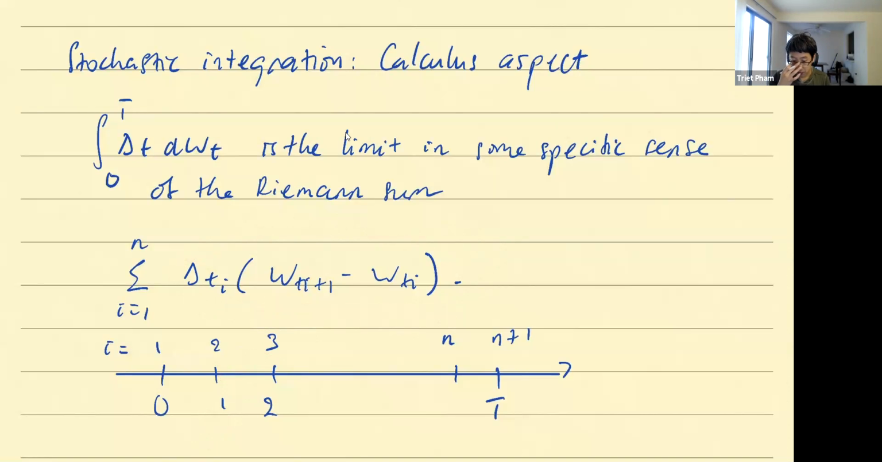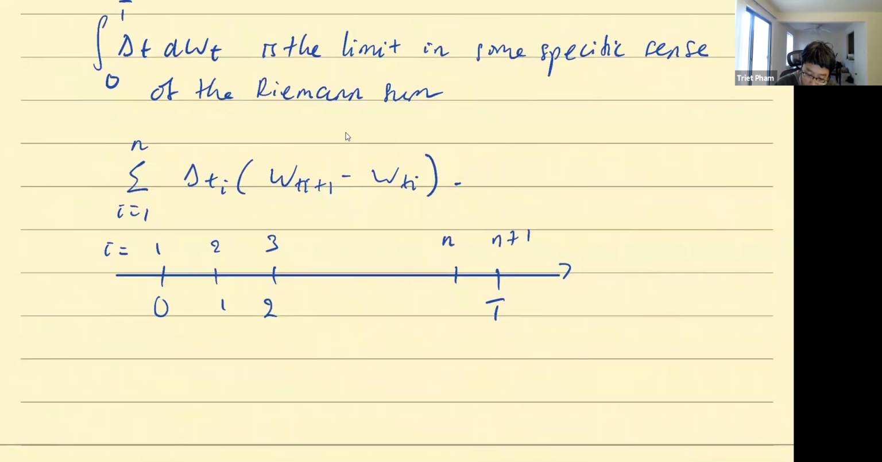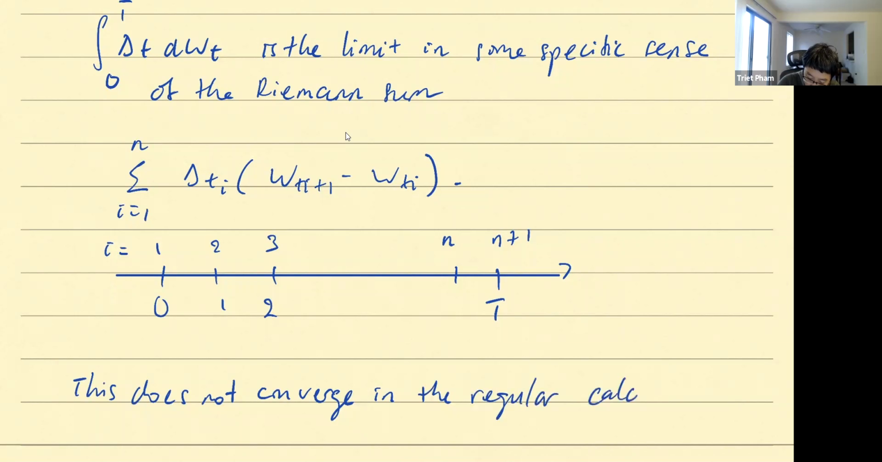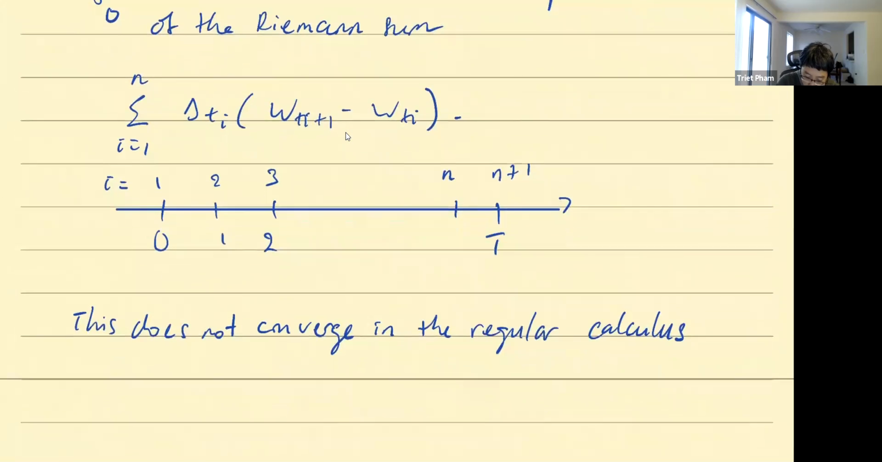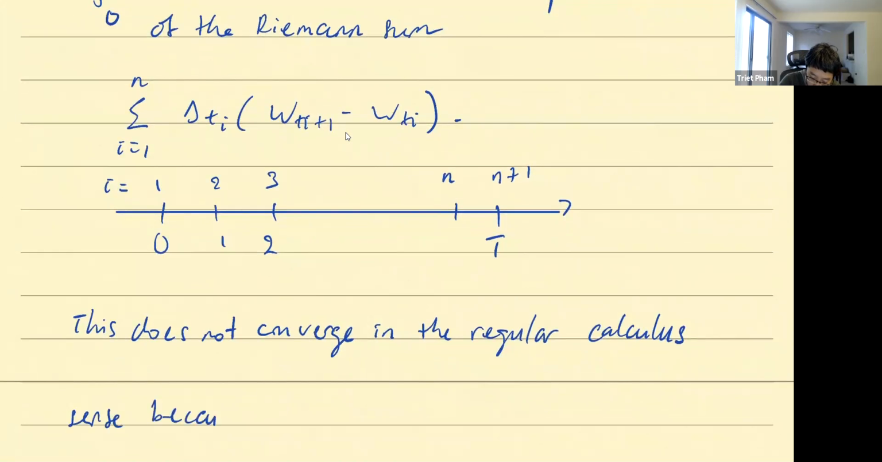So it has to be in some specific sense, because if you just take this in the regular sense, that is, just add all these terms up, they won't converge. So this does not converge in the regular calculus sense, because the Brownian motion is nowhere differentiable.